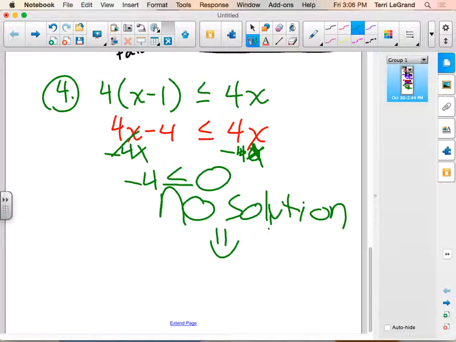He put no solution when it should be all real numbers. Why should it be all real numbers, Russell? Because any number can be substituted in for x. How do you know?